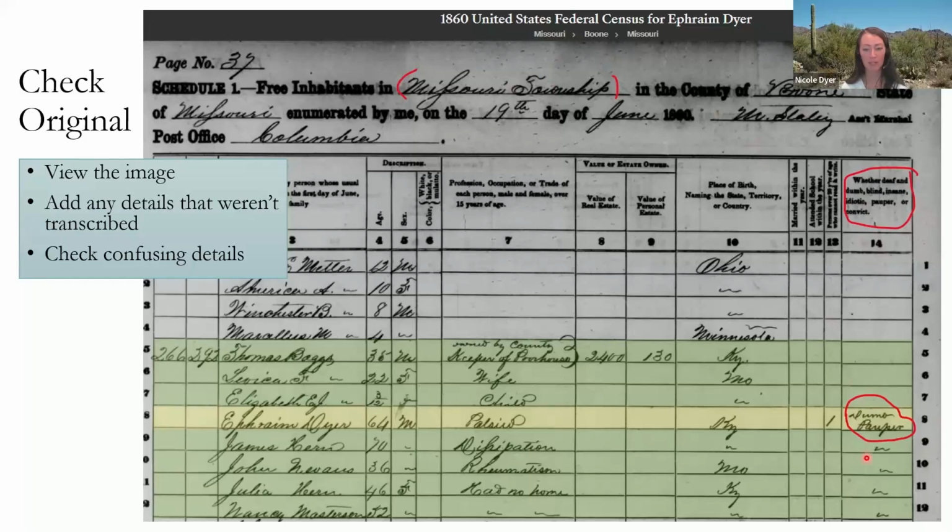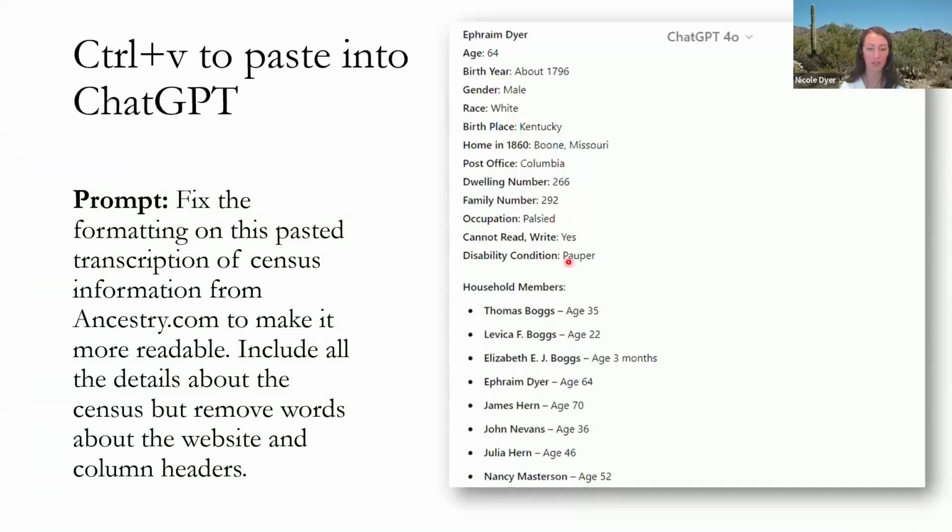Another thing that wasn't indexed was the fact that Ephraim was listed as dumb, along with being a pauper, and only pauper was indexed. And the column header didn't list all of this, whether deaf and dumb, blind, insane, idiotic, pauper, or convict. It only listed instead disability condition in the index data.